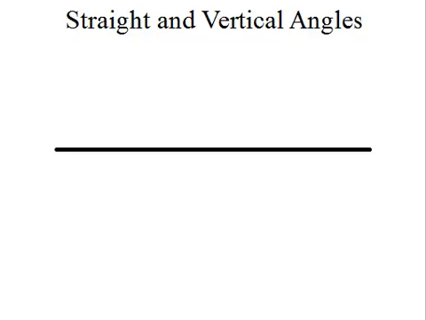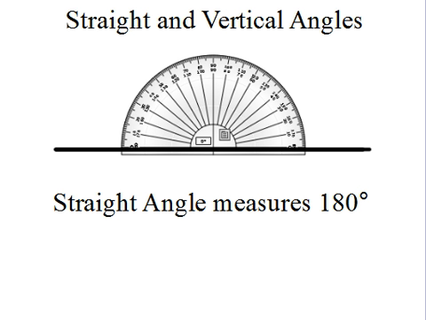In this lesson, I want to go over a few basics before moving on to the nitty-gritty of parallel lines and transversals. Understanding these concepts will really help you when we get to those sections. So what appears to be a straight line here in geometry is actually also a straight angle, and it's going to measure 180 degrees. Now this may be common sense to you, especially if you've used a protractor before.